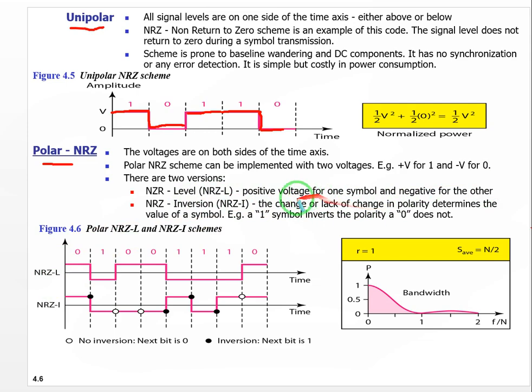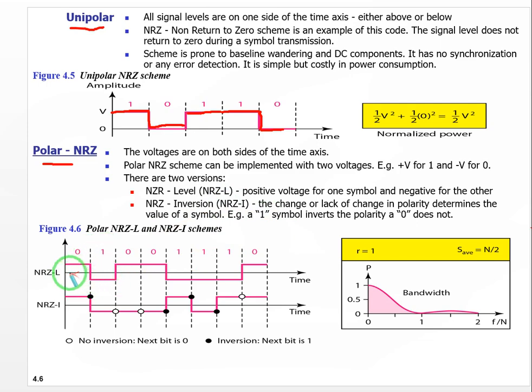For non-return to zero, we use one symbol for a positive level and another symbol for a negative level. It doesn't matter which you choose. Zero can show the higher value and one the lower value, or one can show the higher value and zero the lower value. So for a zero we are using high voltage, and for a one we are using low voltage.